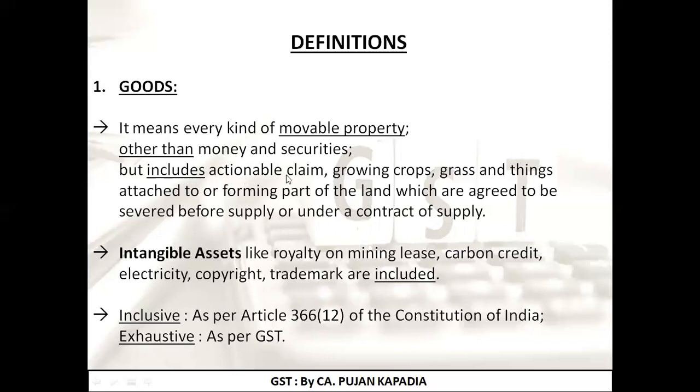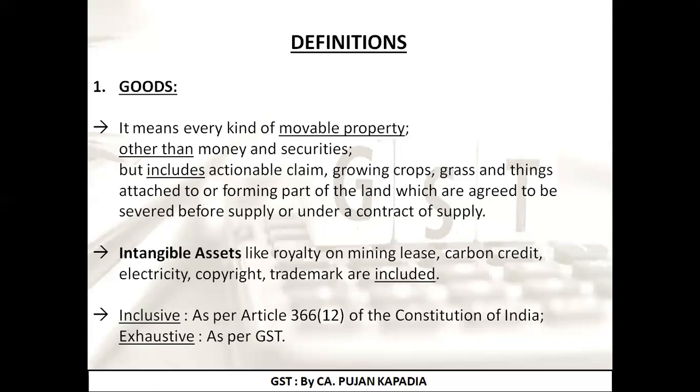First point is actionable claim. Actionable claim is something whenever you are having a claim which is pending on which the decision is yet to come. Such claims are known as actionable claims. So actionable claims are included in the definition of goods. Moreover, I have written over here growing crops, grass, and things that are attached to or forming part of the land. You all know that if I'm talking about any crop which is still growing or the grass, these things are attached to the land.